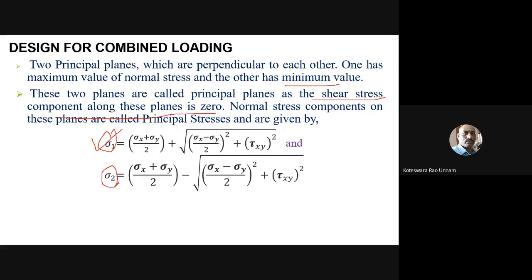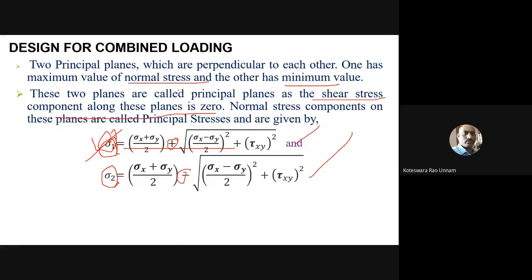These are the formulas to compute those normal stresses. Sigma 1 is given by this relation, and sigma 2 can be calculated by this one. Only here there is a plus for sigma 1, and here you have a minus. Other than that, all the terms are the same. Once I identify that, I will use this maximum normal stress for my design criteria.